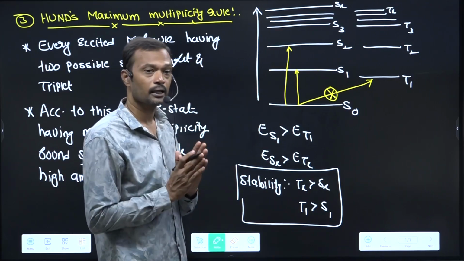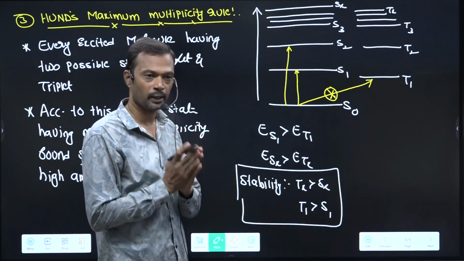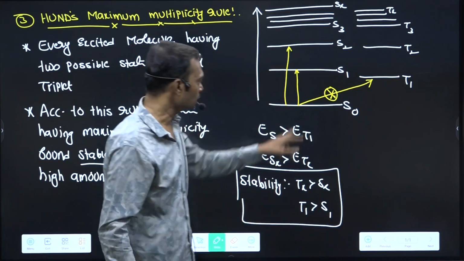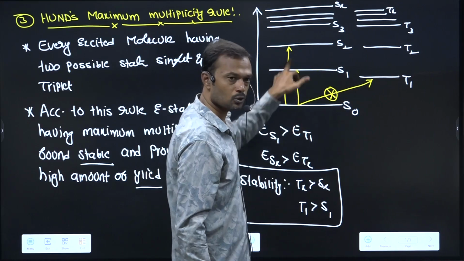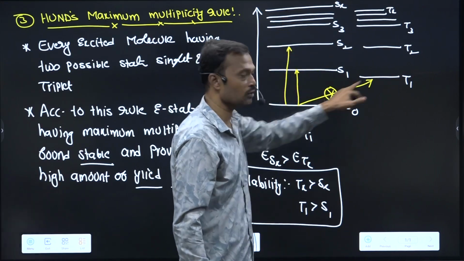Clear? What is our target? Our target is to prepare T1. Is T1 possible directly? No. S0 to S1 possible. S0 to S2 possible. Like this higher energy is possible, not T1.